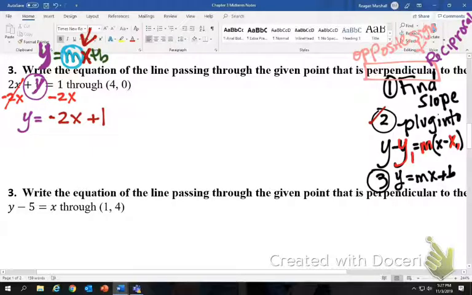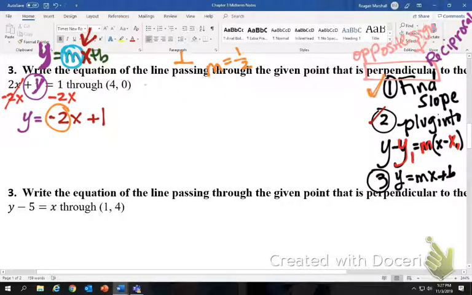So all this has done, this is not the answer. We're not even close to the answer. I need to know what the perpendicular slope is. In order to know what my new slope is, I need to know what my old slope is. So my old slope is -2. I need to find what is perpendicular to -2. So we're going to do the opposite sign and the reciprocal. So opposite of negative is positive, and the reciprocal of 2 over 1 is 1 over 2. So my new slope is 1/2. Okay, 1/2.